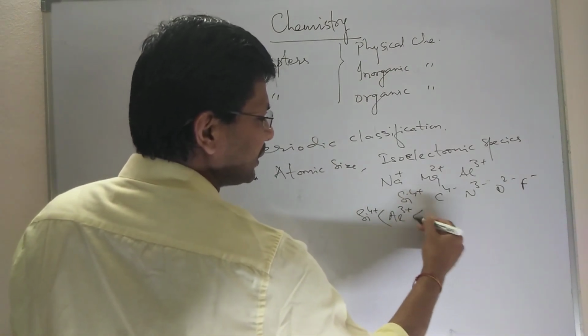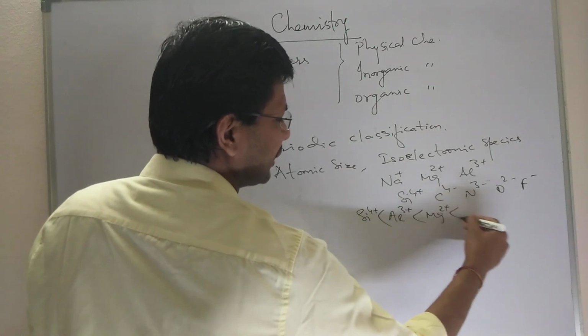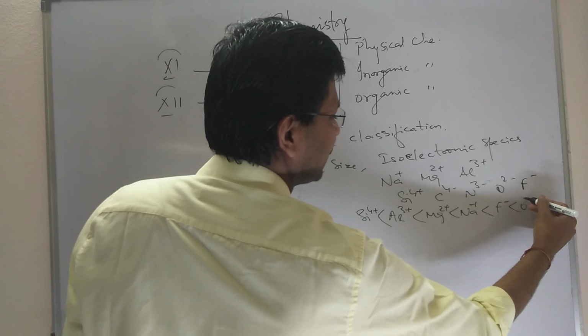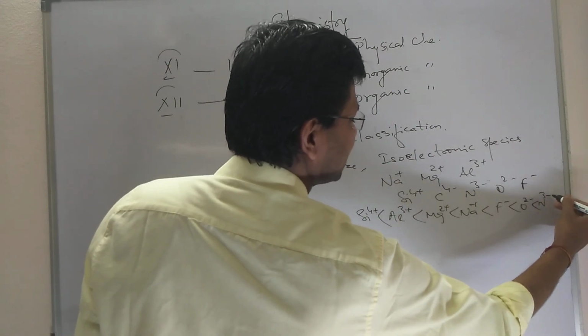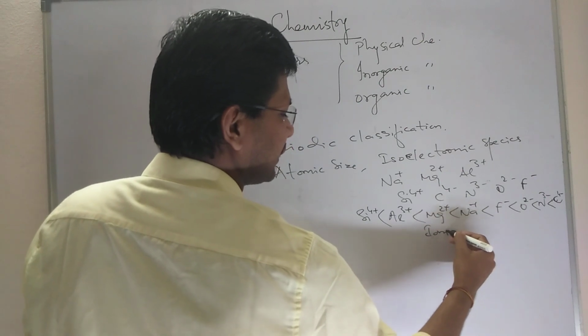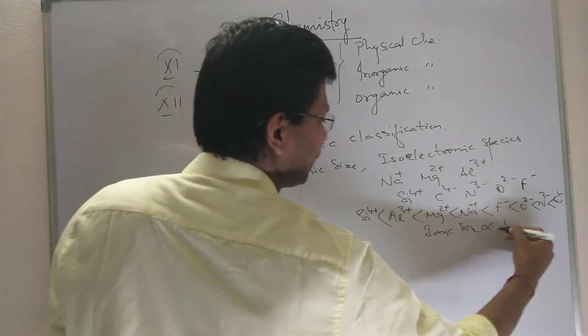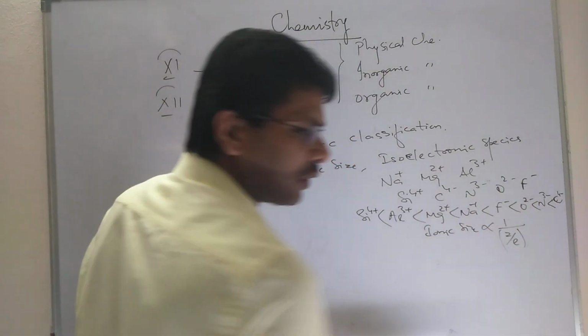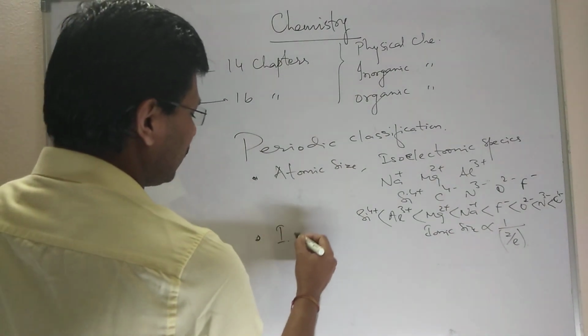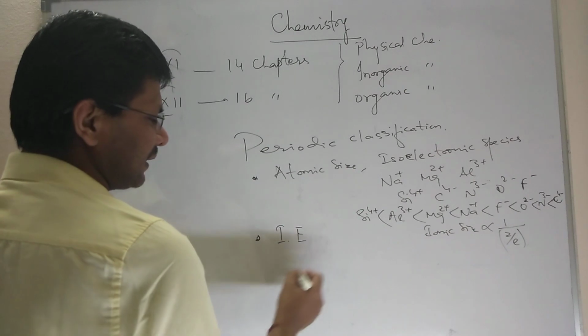then Al 3 plus, then Mg 2 plus, then Na plus, then F minus, then O 2 minus, then N 3 minus, then C 4 minus. So here ionic size is inversely proportional to Z by e, where Z is the atomic number and e is the number of electrons. Next topic is ionization enthalpy.